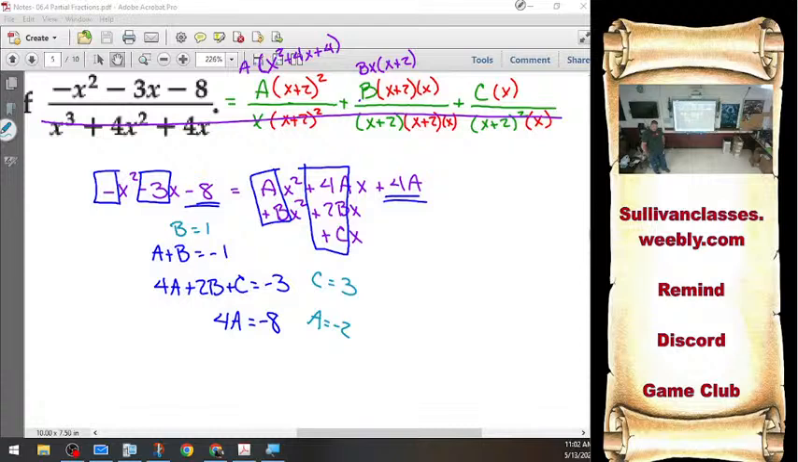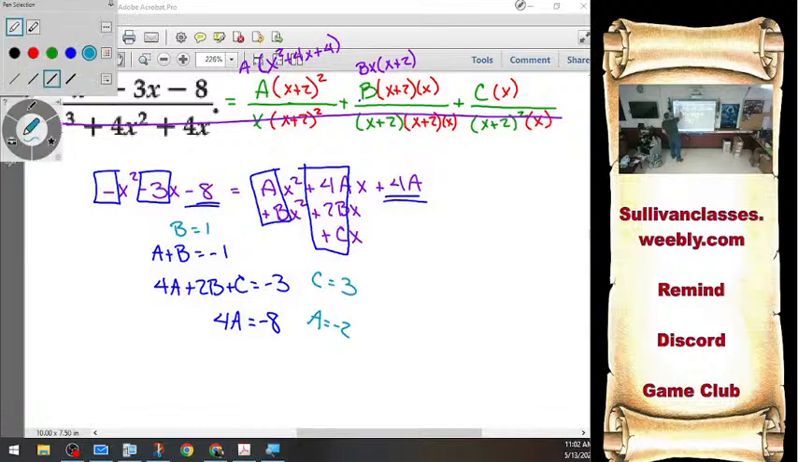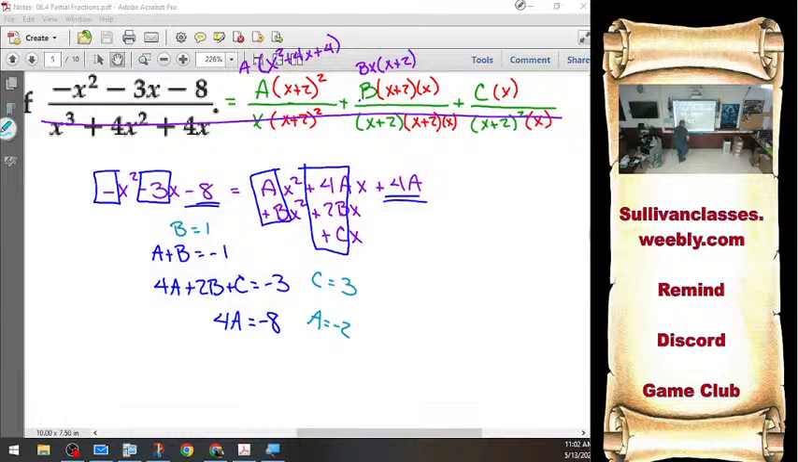Again, if you have to show more work, show more work. But I have gotten to the end of the rainbow. The point of this was to find out what A, B, and C are. I now have -2 over x plus 1 over x plus 2 plus 3 over x plus 2 squared.